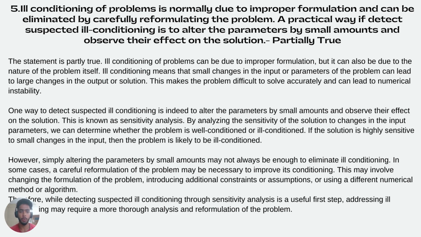I mean, let's say if the nature of the problem is itself ill formed, then how can we have an accurate solution? If the problem contains some error in itself, then it would be really hard to get to an accurate solution. And one way to detect suspected ill conditioning is indeed to alter the parameters by small amounts and observe their effect on the solution. This is known as sensitivity analysis.